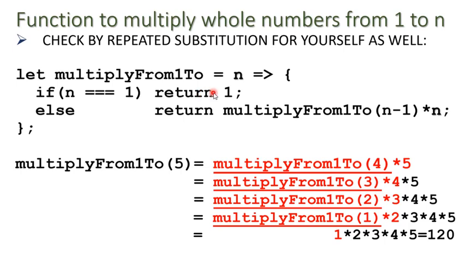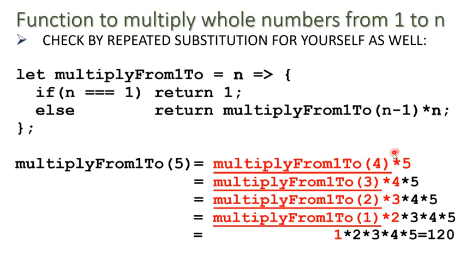So if we walk through this function definition for an input of 5, we'll first substitute 5 for n. Since 5 doesn't equal 1, we'll go to the else statement and see that the answer is whatever the answer is to multiply from 1 to 5 minus 1, or multiply from 1 to 4, times the n of 5.